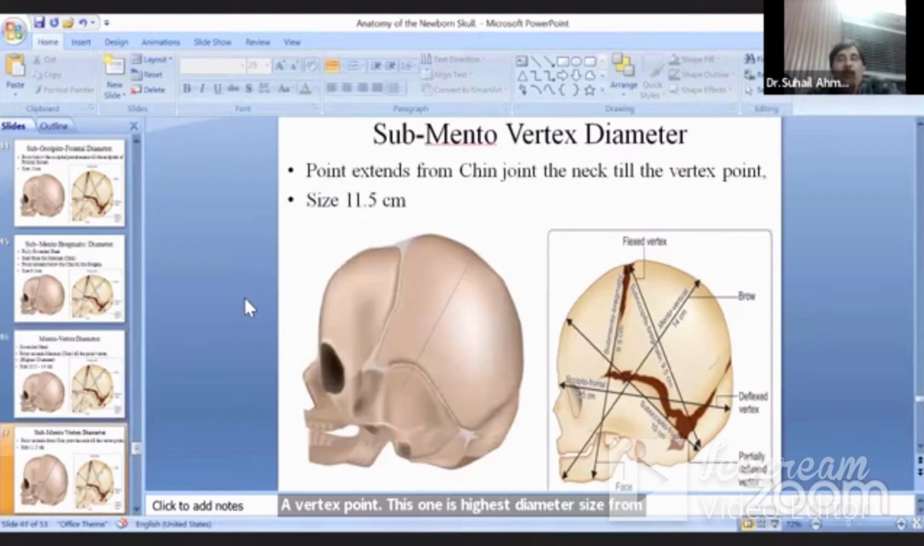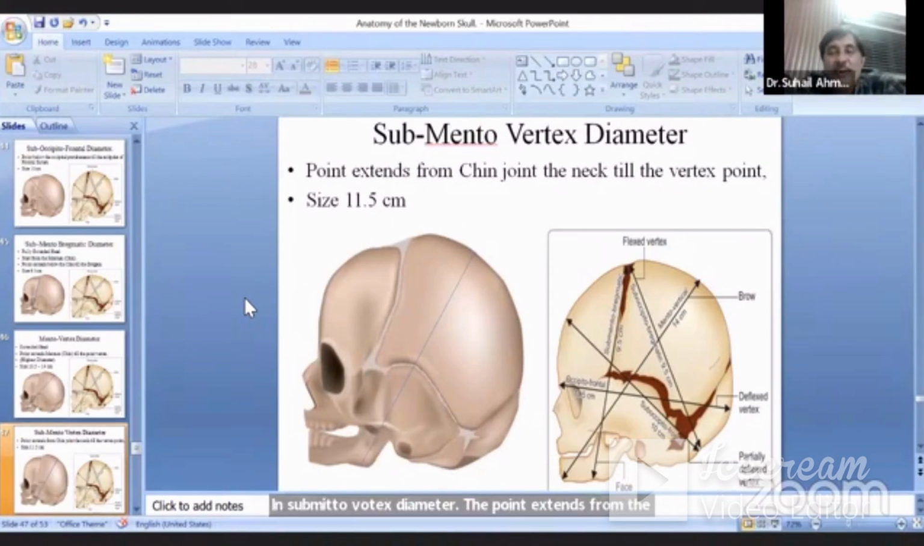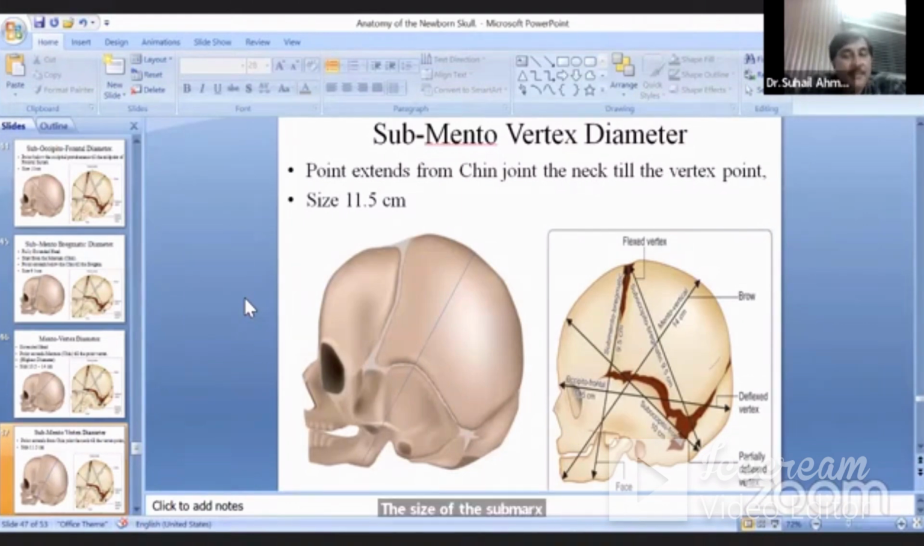And the submentovertex diameter. In submentovertex diameter, the point extends from the chin joint to the neck till the vertex point. The size of the submentovertex diameter is 11.5 centimeters.